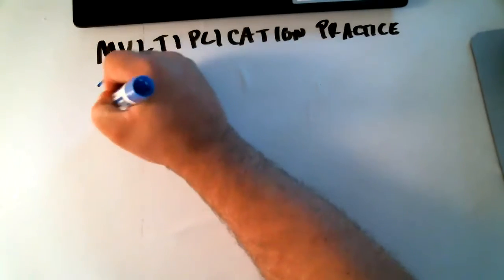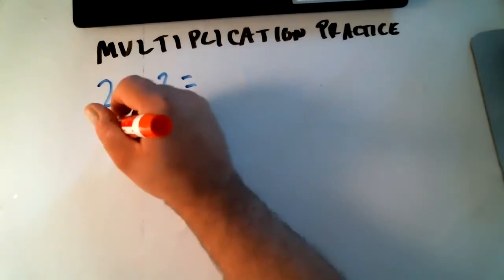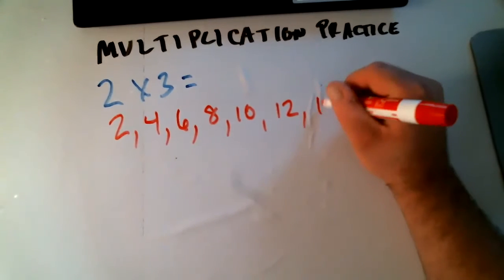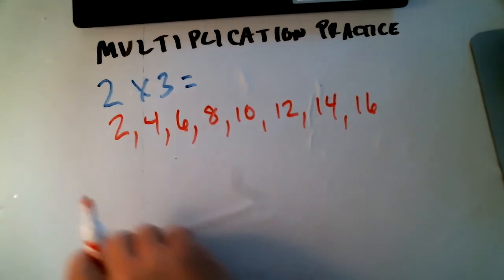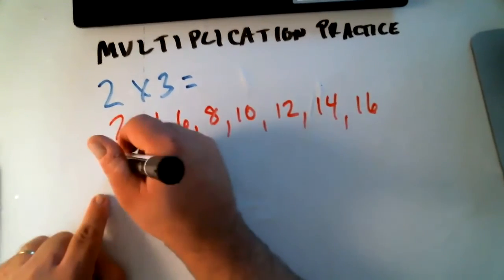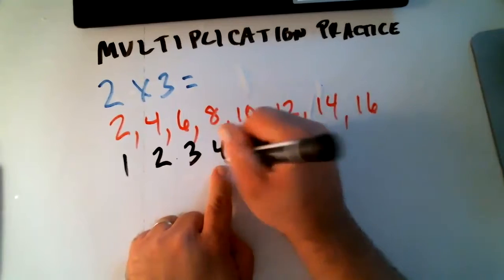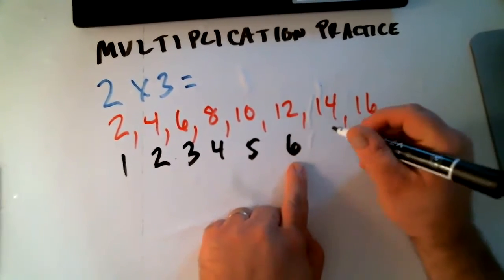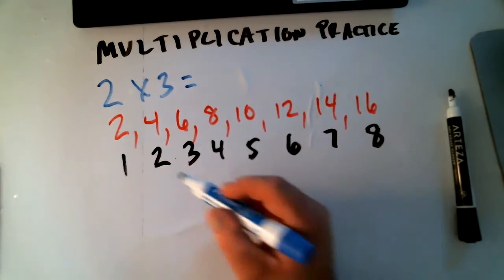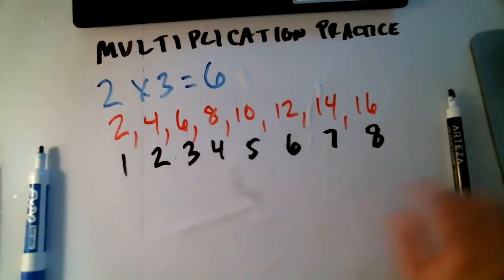So another way to look at 2 times 3 is by looking at the multiples. The multiples of 2: we have 2, 4, 6, 8, 10, 12, 14, 16, and much more. So each one of these is 2 times 1, 2 times 2, 2 times 3, 2 times 4, 2 times 5, 2 times 6, 2 times 7, and then 2 times 8. We already know the answer from before, but if you look, 2 times 3 is 6. So the product here is going to be 6.